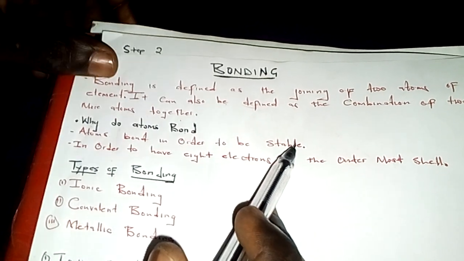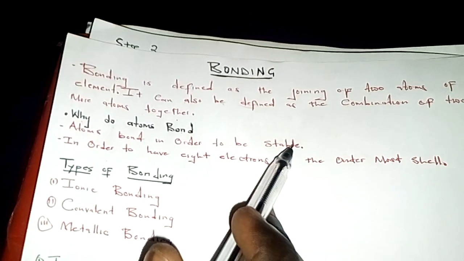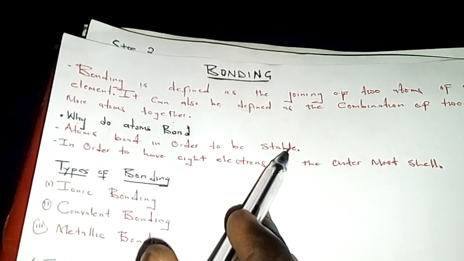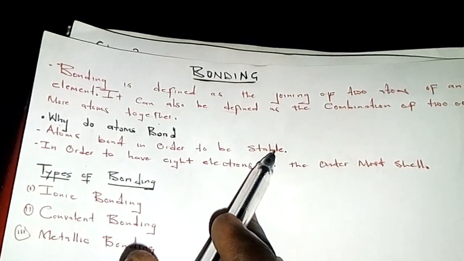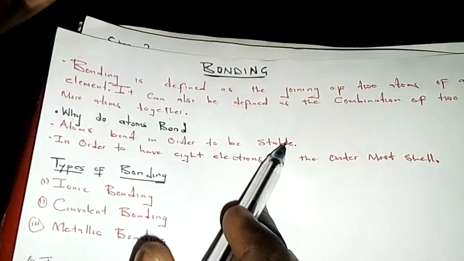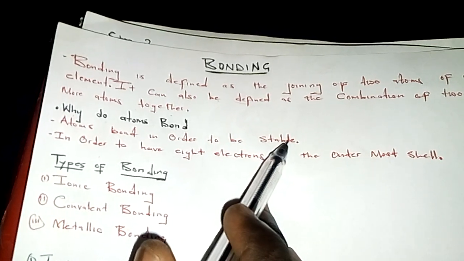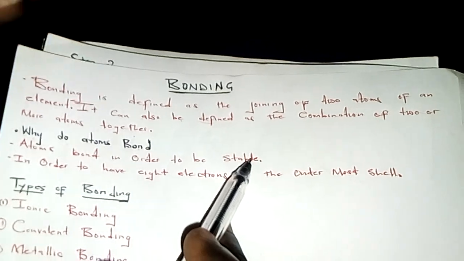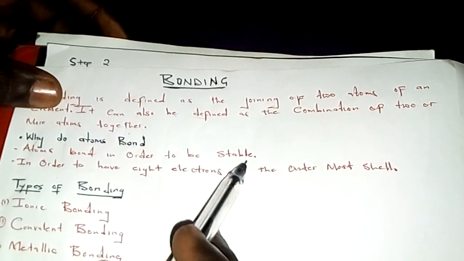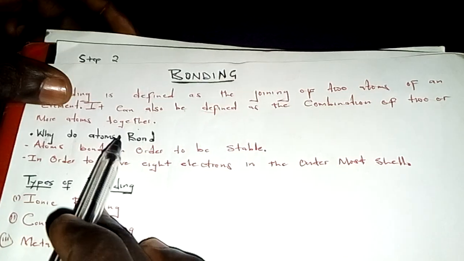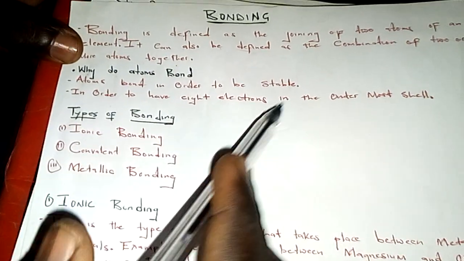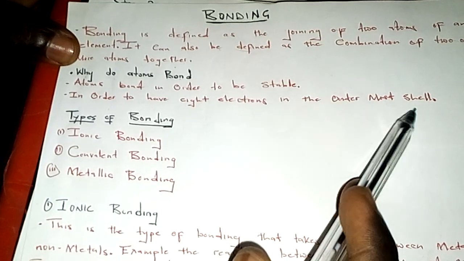And where will that electron come from? From a metal. When a group 1 element and a group 7 element react, an electron is transferred from the metal to the non-metal. That is why atoms bond. So if they react, they bond, in order to have 8 electrons in the outermost shell.